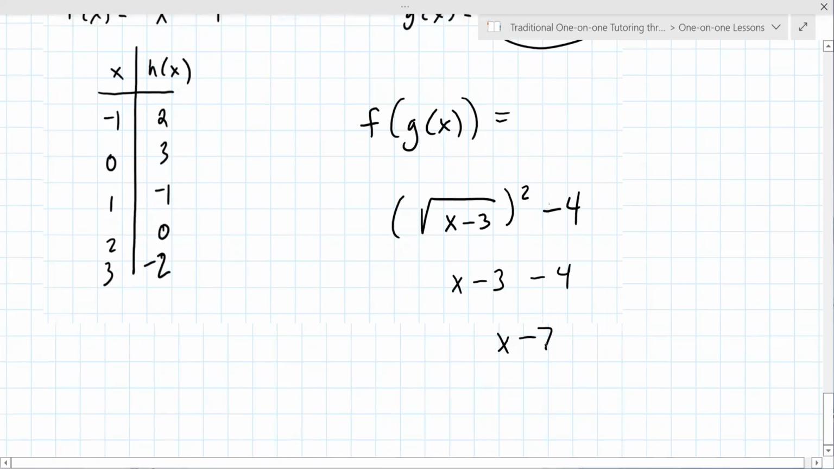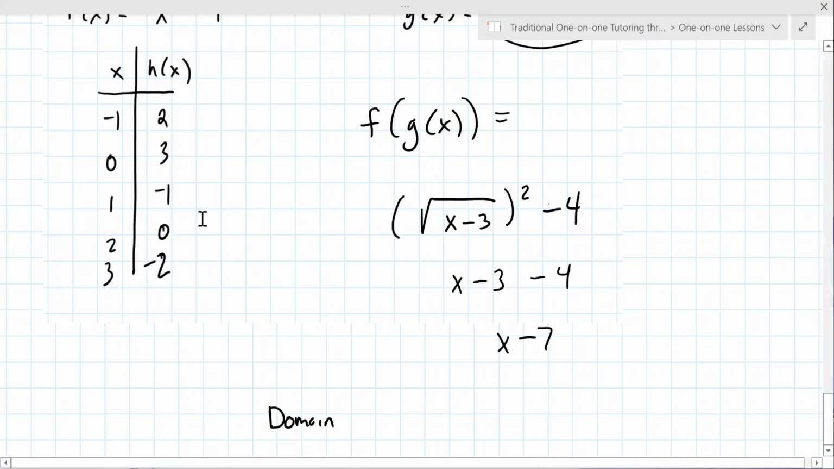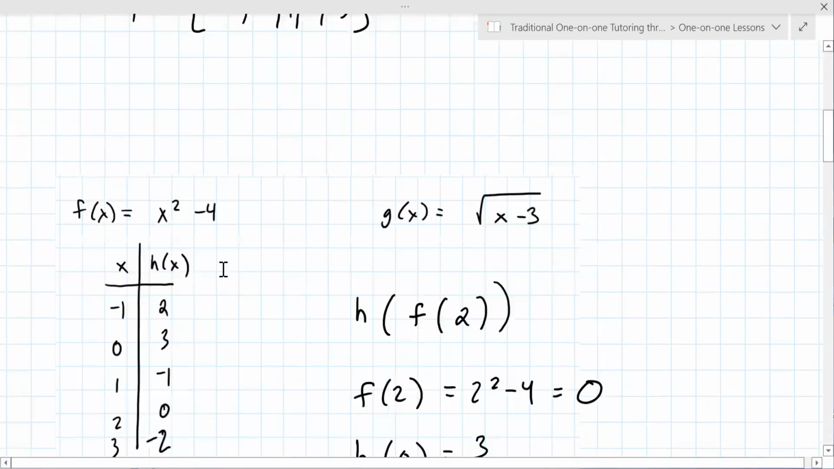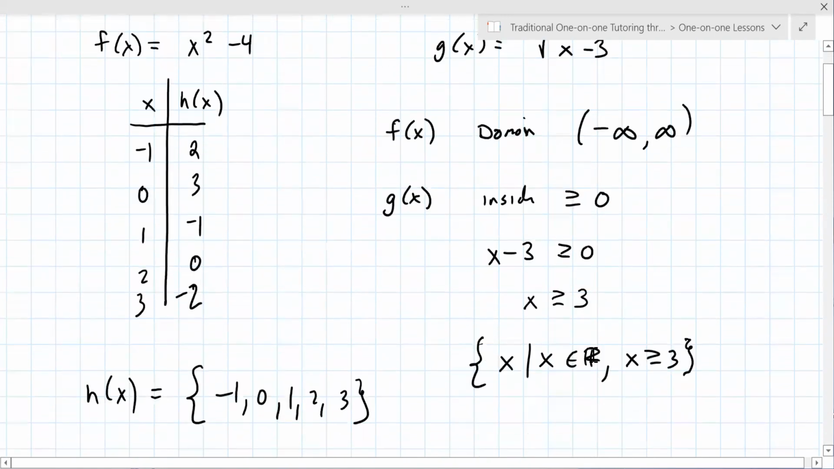But it also asks for the domain. And this is one of those trick questions, so to speak. So you actually have to go back to the original, all the way back to the beginning of our lesson. Remember how we talked about the domain of each of these, of F and G? F was everything, but G was not. It was more restrictive.